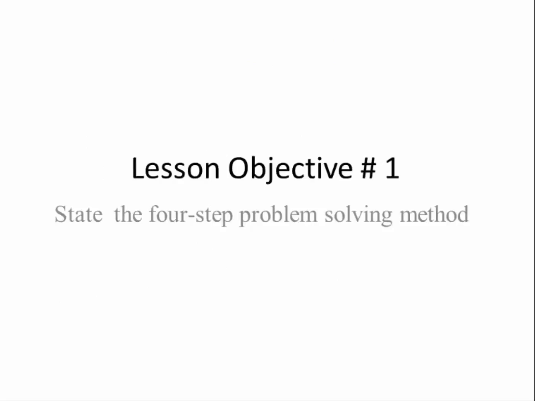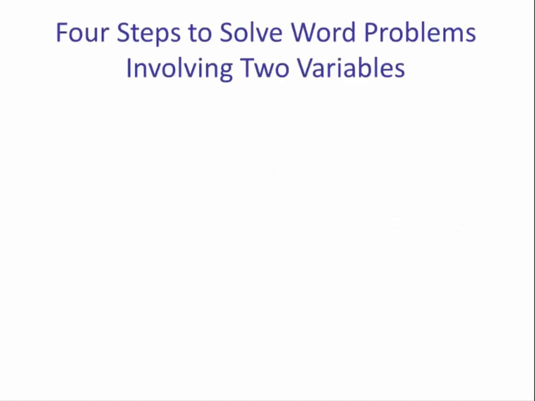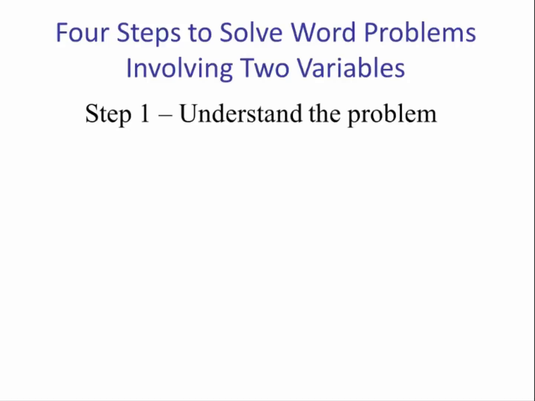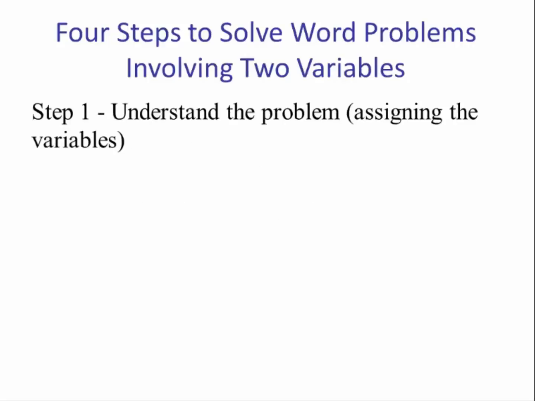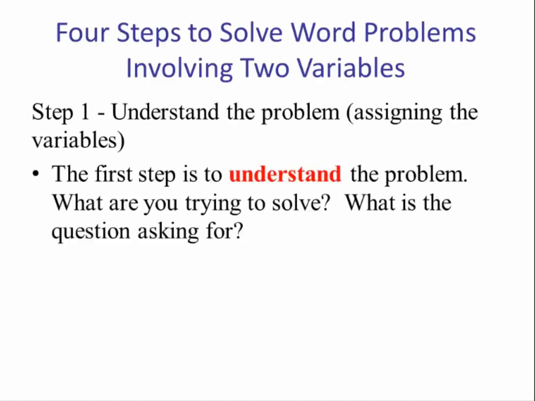Lesson objective: let's review the four steps to solve word problems involving two variables. First step is to understand the problem. Next, we devise a plan. Step 3, carry out the plan. Step 4, look back.